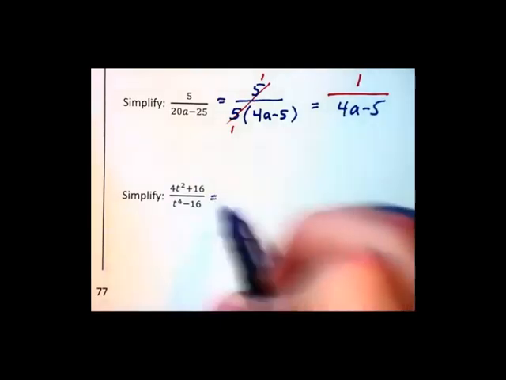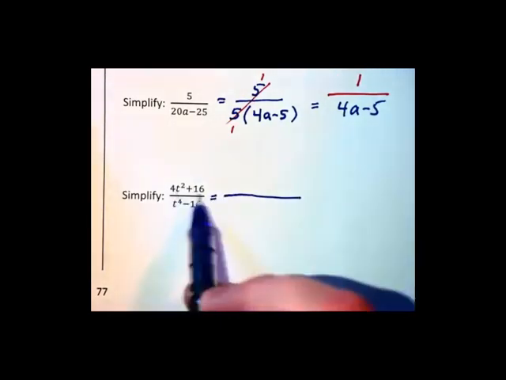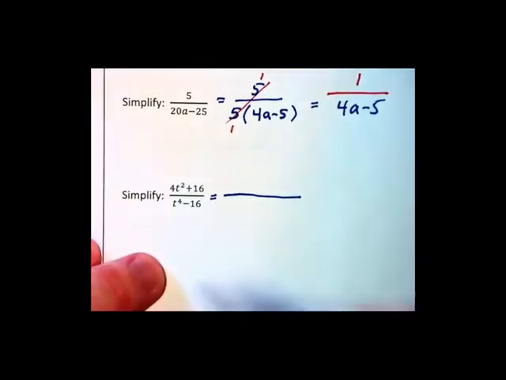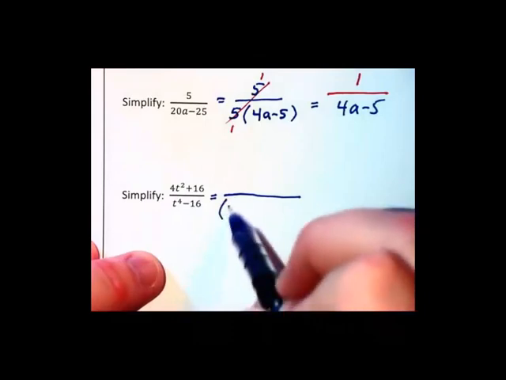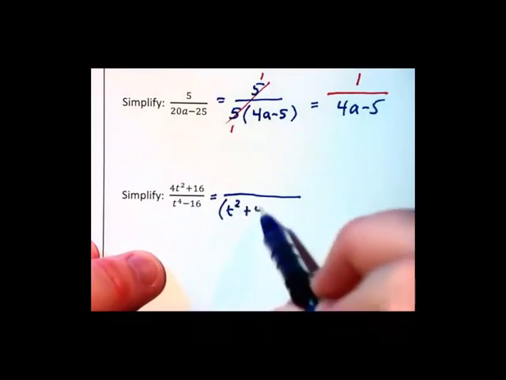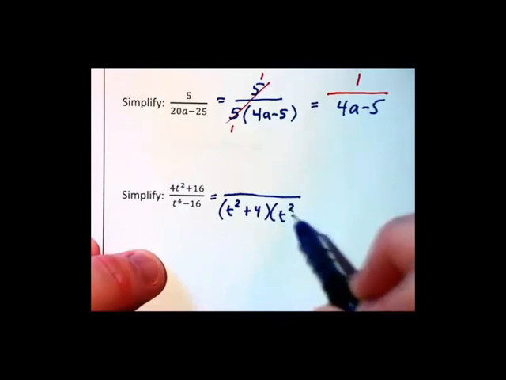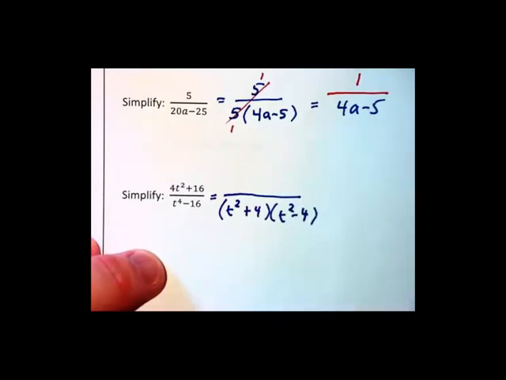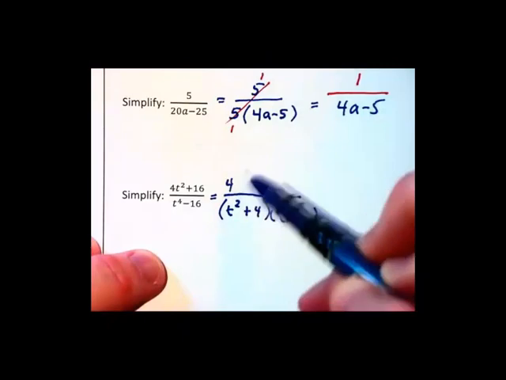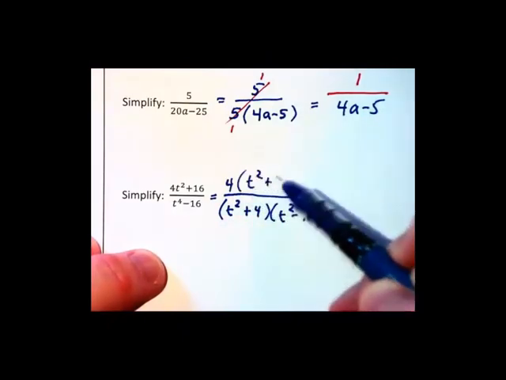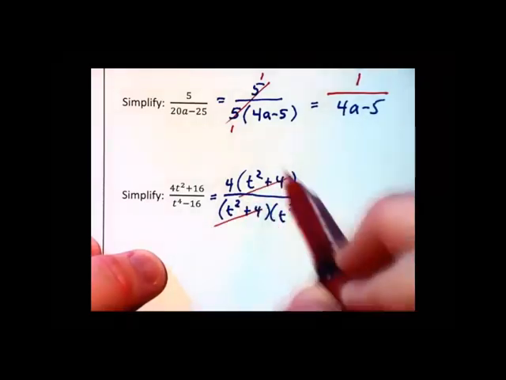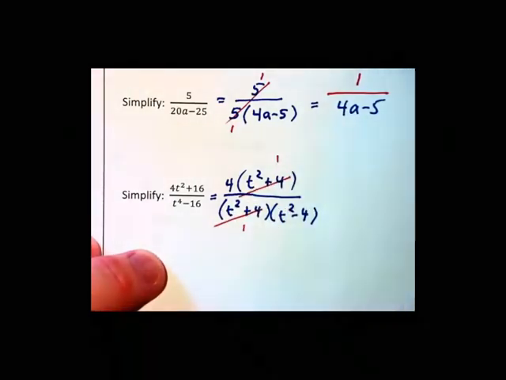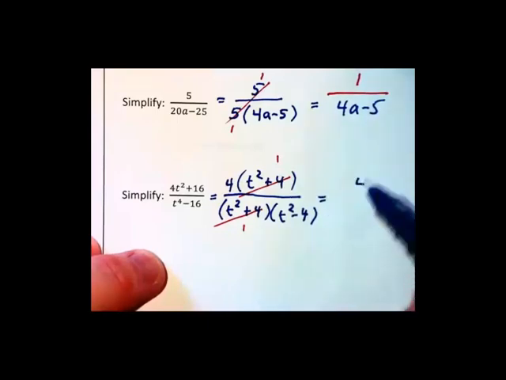Okay. Upstairs in the numerator, I see 4 times t squared plus 4, and a 4 can be factored out, but down below I see the difference of two squares, and I want to go with that first. T squared plus 4 times t squared minus 4, and that kind of tells me what's about to happen. I'm going to factor a 4 out of the numerator, have a t squared plus 4 left over. Note that those t squared plus 4's can cancel, and I'm going to have 4 over t squared minus 4.